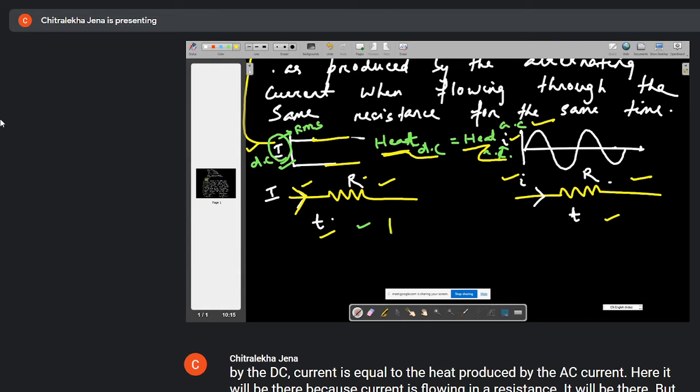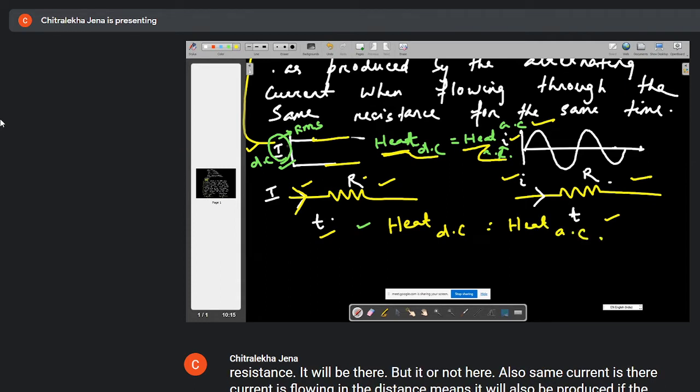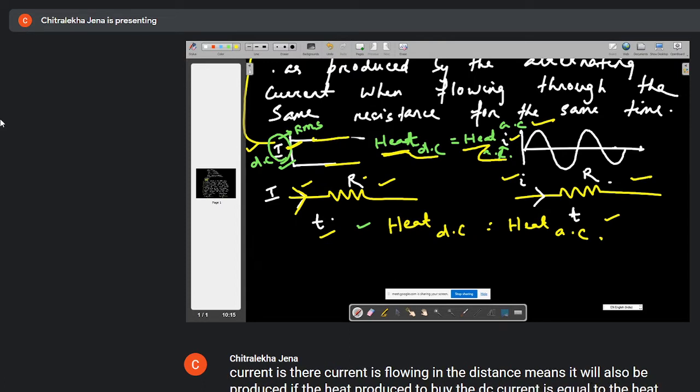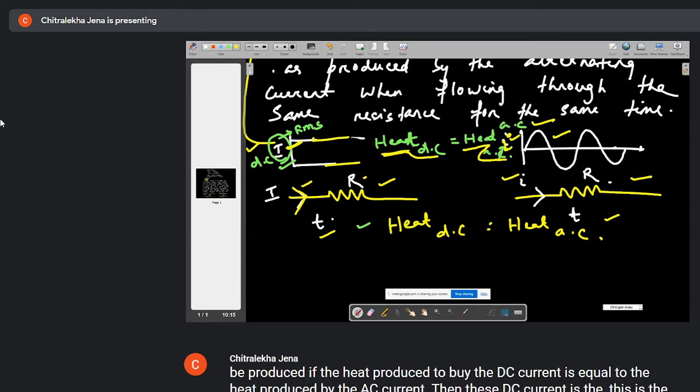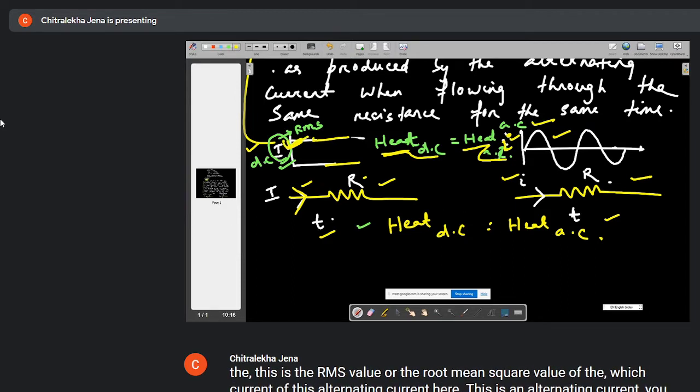If the heat produced by the DC current is equal to the heat produced by the AC current, then this DC current is the RMS value, or the root mean square value, of which current? Of this alternating current. You will find out the RMS value of the alternating current. This is the RMS value of the alternating current I. Am I clear now? Got it, all of you?